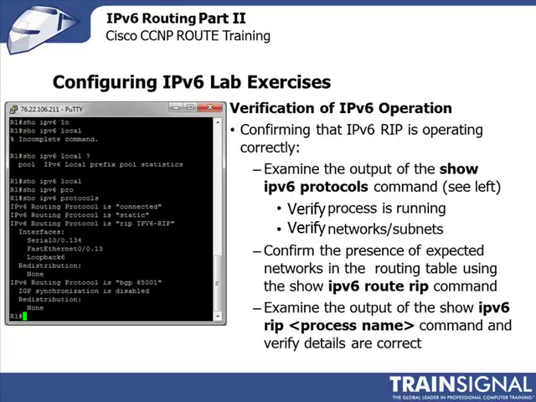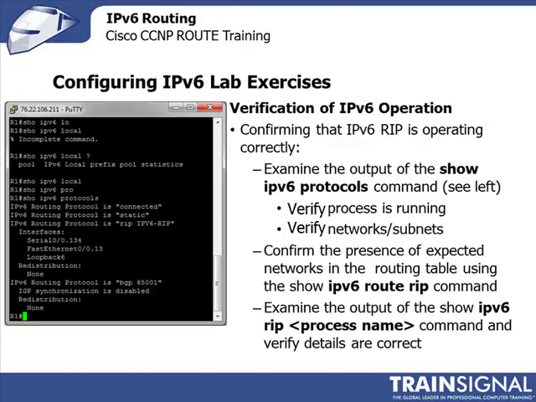Show IPv6 protocols, which we did a couple of times. It'll show you that the process is running and enable you to verify not only the network and subnets, but also the interfaces that are involved, much like the graphic to the left. Make sure of the presence of the networks you're expecting, which we did with the IPv6 route RIP command. In RIP, you can also do show IPv6 RIP and then the process name and actually show a lot of different details.